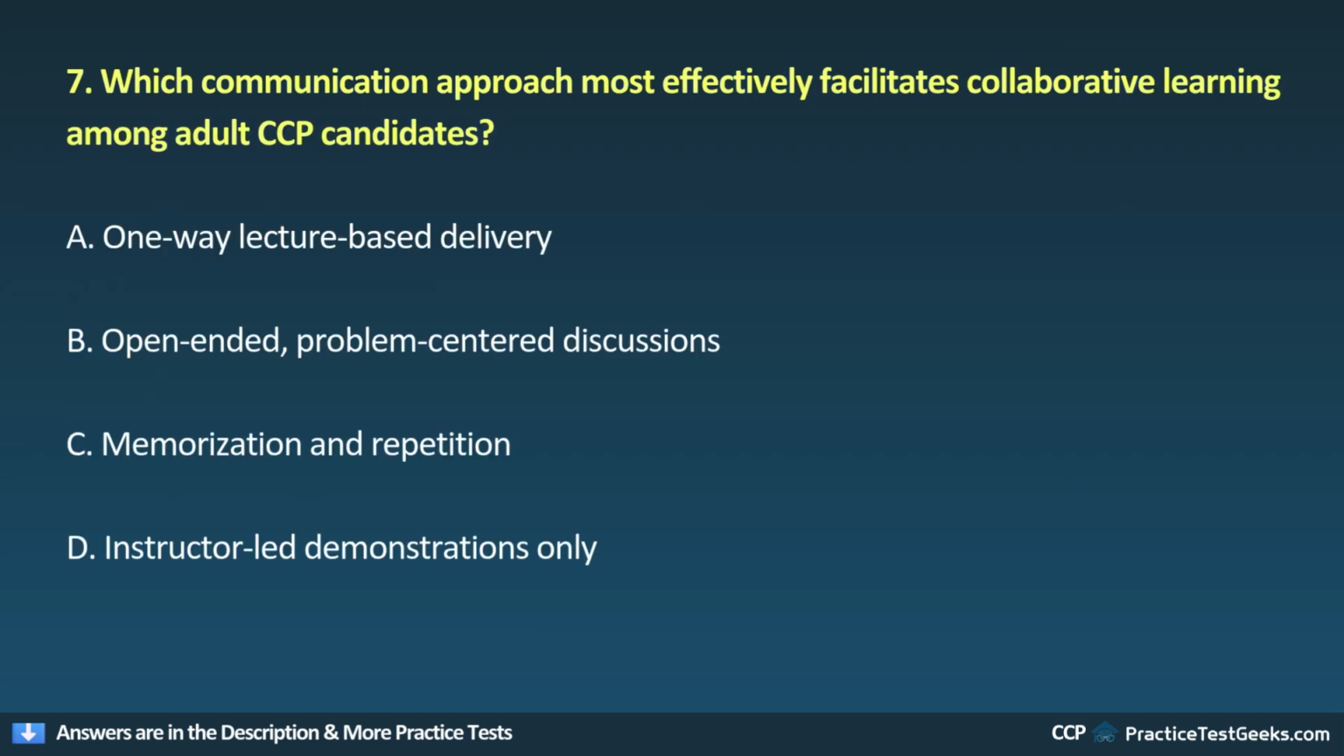7. Which communication approach most effectively facilitates collaborative learning among adult CCP candidates? A. One-way lecture-based delivery. B. Open-ended, problem-centered discussions. C. Memorization and repetition. D. Instructor-led demonstrations only.